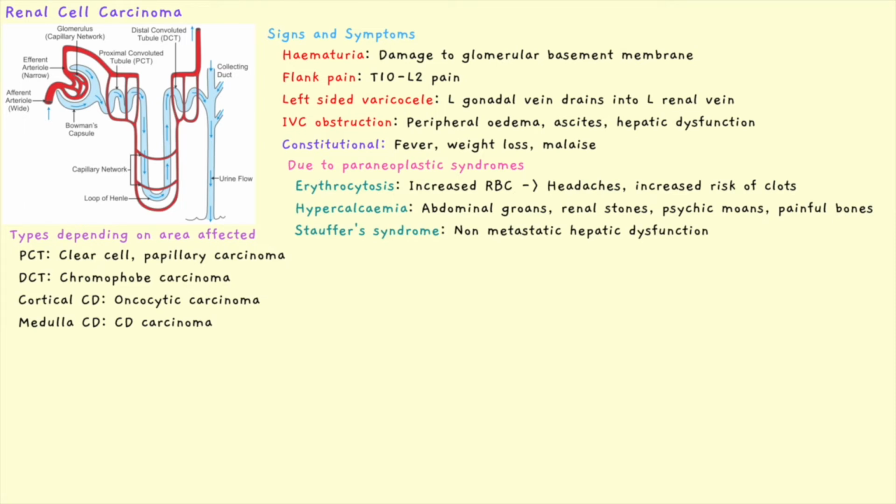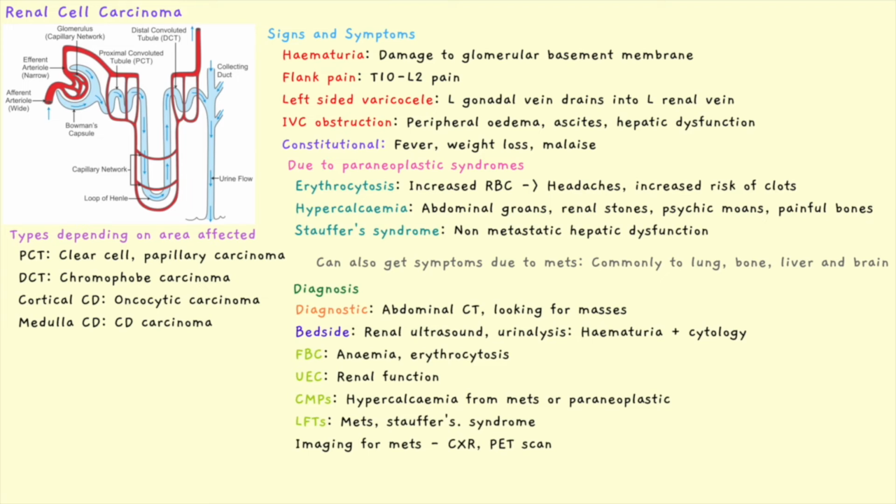Hypercalcemia has the iconic symptoms of abdominal groans, renal stones, psychic moans, and painful bones. Stauffer syndrome is interesting and is when there is hepatic dysfunction without metastases. There may also be symptoms due to metastases, commonly to the lung, liver, bone, and the brain.